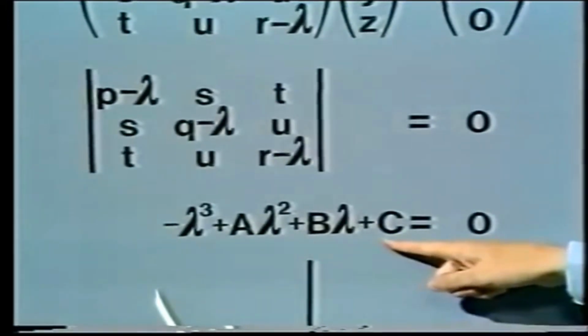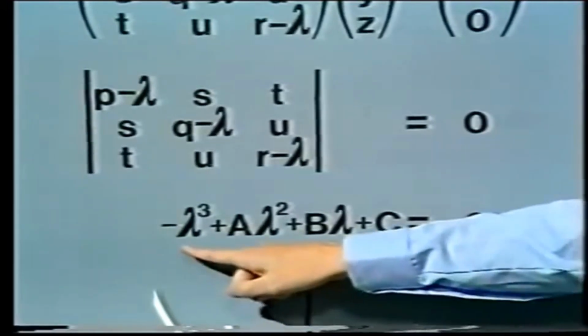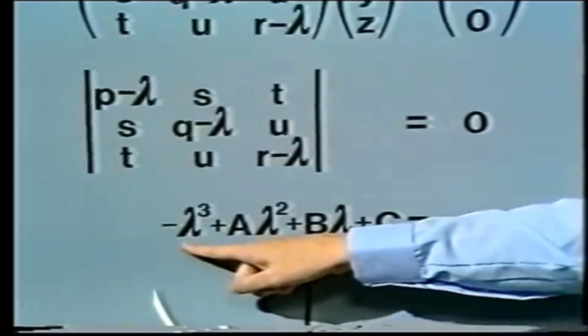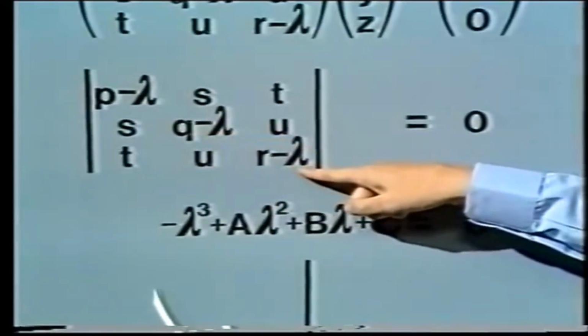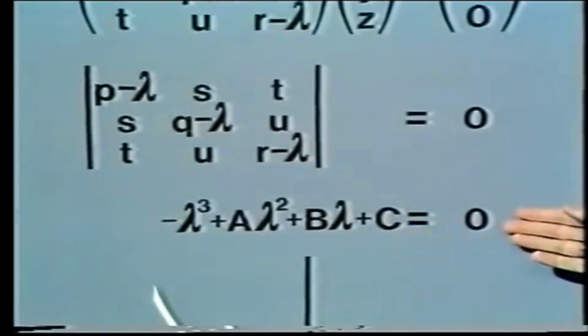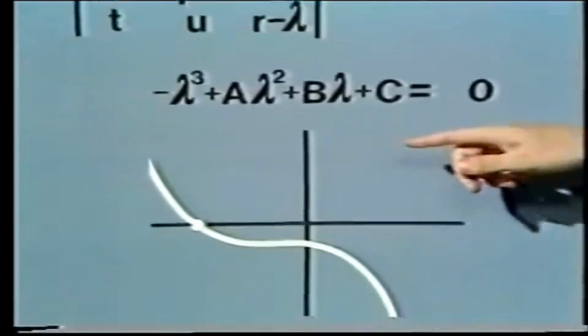A, B, and C are constants. They're just numbers which arise out of the calculation. But as before, the important term is this first one, minus lambda cubed. We get that by multiplying the minus lambdas down the diagonal. So we have a cubic equation. What does its graph look like? Well, let's have a look.